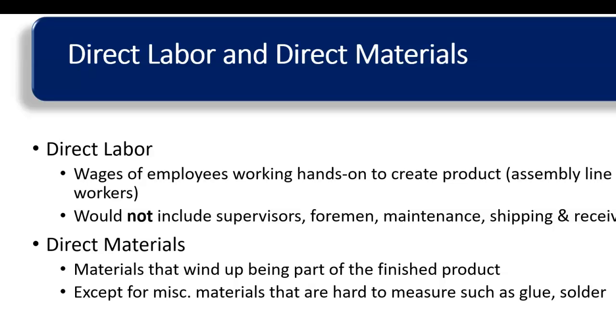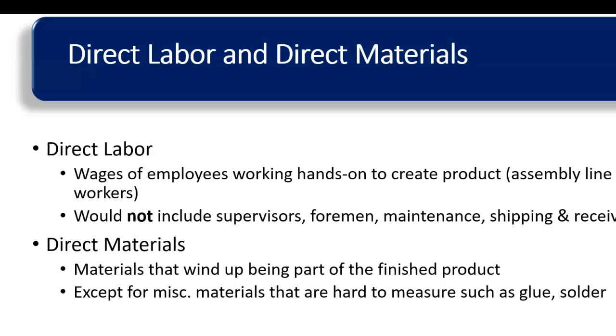Direct materials are the materials that wind up actually being part of the finished product. So using my example of making a chair, if you make it out of wood, the wood's going to be part of it. If it's upholstered, the cushion, the fabric, the tacks, all of those things will become part of it. Typically, what isn't considered direct materials, though, are those materials that are really hard to measure, or maybe just a very small amount of it's used in the production of a product.